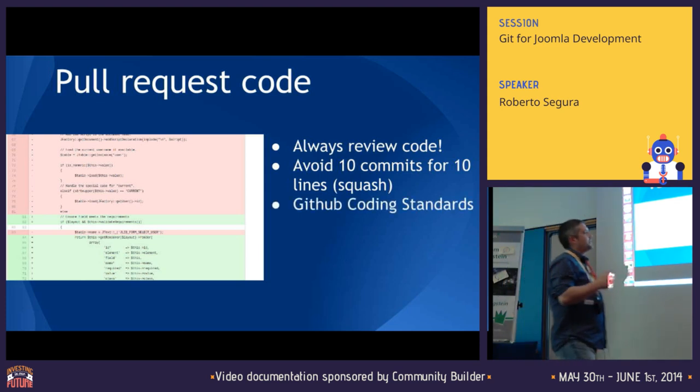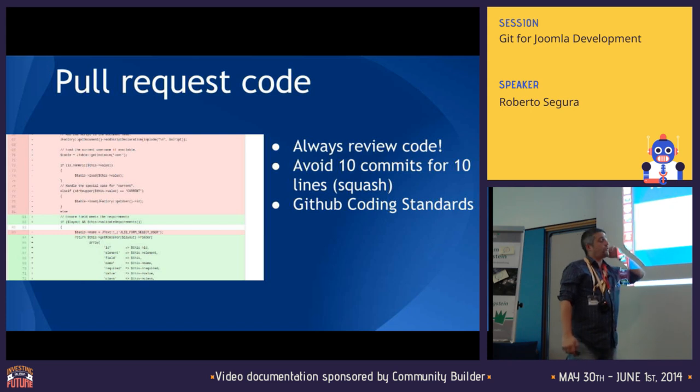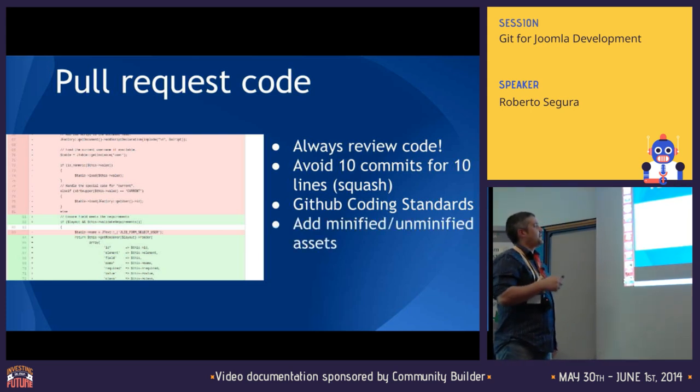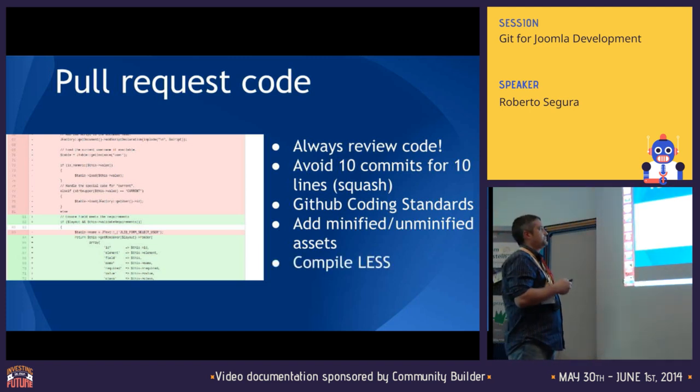Be sure that you follow the GitHub coding standards. Joomla has a coding standard repository that is easily searchable in Google. And it's required to include tests and code there to follow the coding standards. It means a coding standard says that this bracket has to be here and not here, or you have to leave a space after an if statement, things like that. So be sure that you use the Joomla coding standard. If you modify assets like CSS files, JavaScript files, be sure that you include the main file and the unminified files.